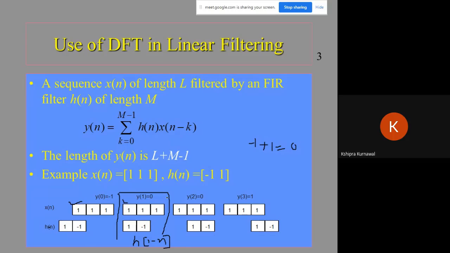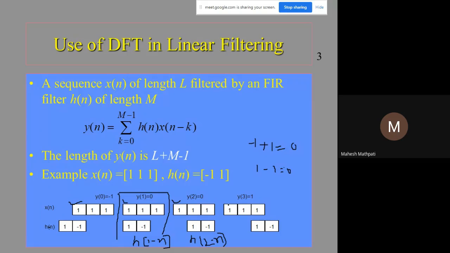x of n is again written as it is here. Then what did he do in the next part? So it is h of 2 minus n. Right? So we are shifting it one more time. Then we will get the value of y of 2 as 1 into 1, again it is 1. So 1 into -1, again it is -1. So the value goes to 0. Right? Then the third one, similarly again.